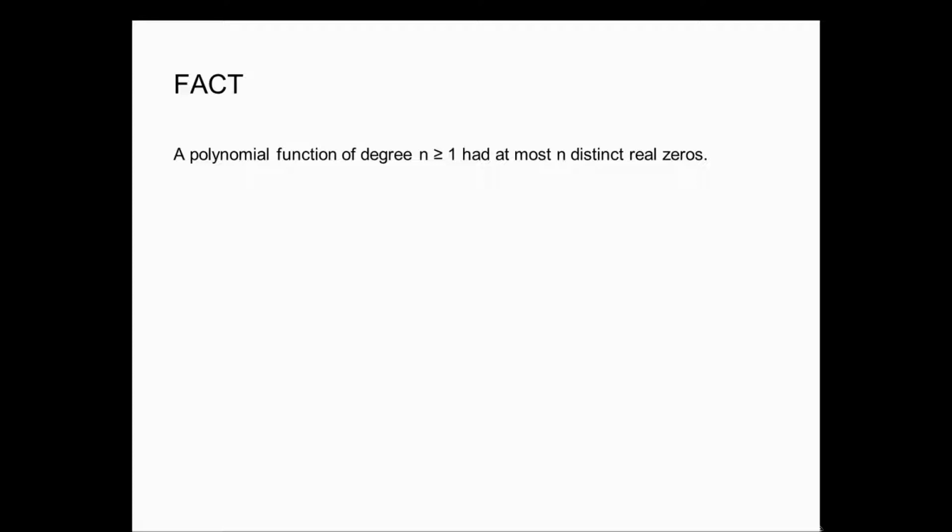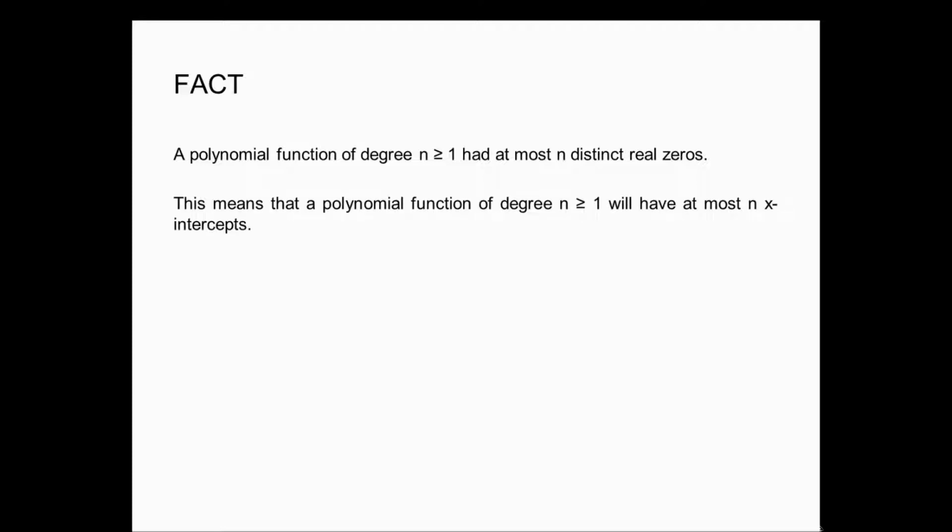Fact: a polynomial function of degree n greater than or equal to 1 has at most n distinct real zeros. Remember, the zeros also correspond to the x values of the x-intercepts. So the degree tells you the greatest number of times it can cross the x-axis. So this means that a polynomial function of degree n greater than or equal to 1 will have at most n x-intercepts. Just remember, the zeros correspond to the x-coordinates of the x-intercepts.